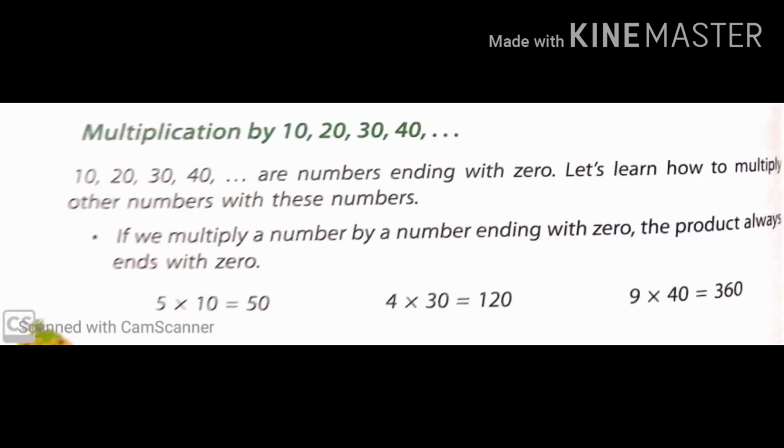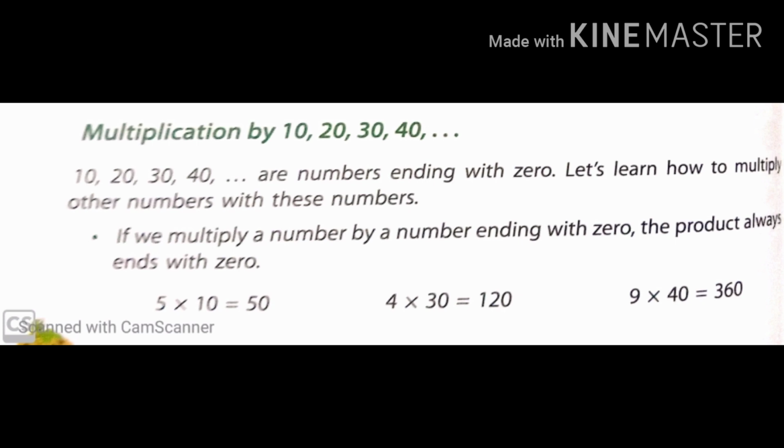Multiplication by 10, 20, 30, 40. So 10, 20, 30, 40 are numbers ending with 0. Let's learn how to multiply other numbers with these numbers. If we multiply a number by a number ending with 0, the product always ends with 0. That means 5 into 10 is 50. 4 into 30 equals 120. 9 into 40 equals 360.